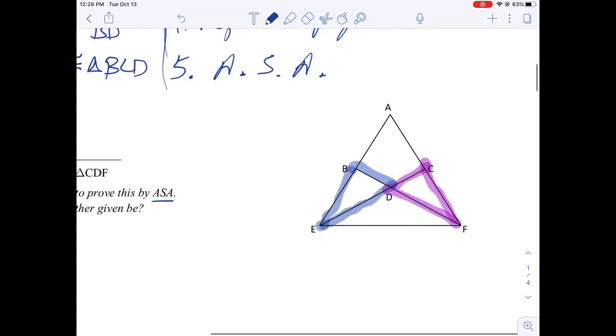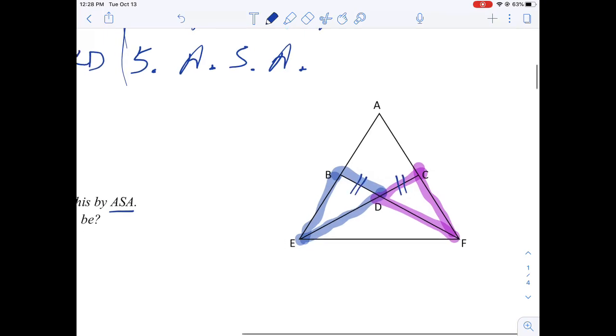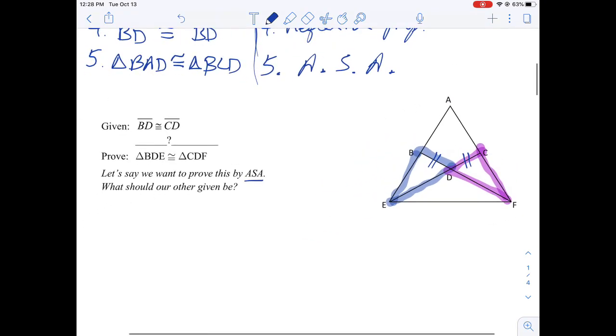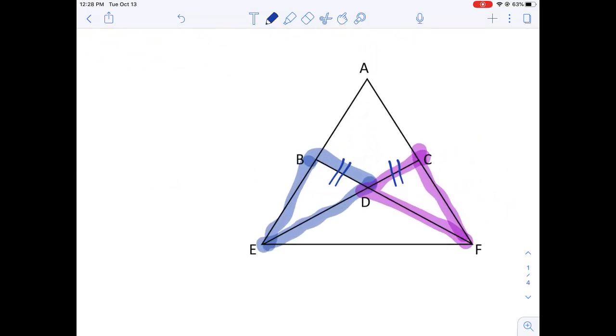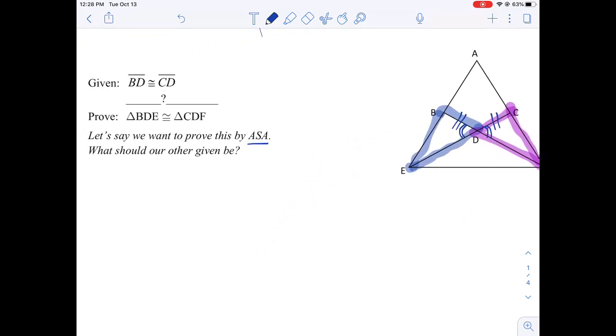Okay, so let's see. We're given that BD is congruent to CD. That's a given statement. And please notice that this angle here in the middle and this angle here are vertical angles, so they're automatically congruent. So that's given in the picture, basically, just not given in a statement. But the diagram tells us that those angles are congruent. And then what would we need for angle, side, angle?